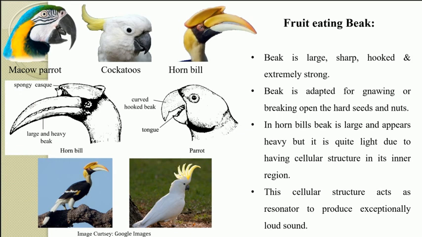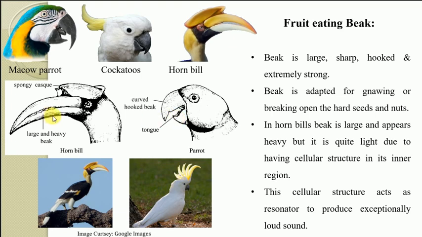Now the fruit eating beak is large and sharp. Often it is provided with a hook and they are extremely strong. So here in the diagram you can see a comparatively large beak, okay, and it is somewhat curved, and if you see the pointed side or the uppermost side of the beak, it is quite hooked. Now the beak is adapted for gnawing or breaking open the hard seeds or nuts, and hence such a kind of beak is useful for feeding on fruit.